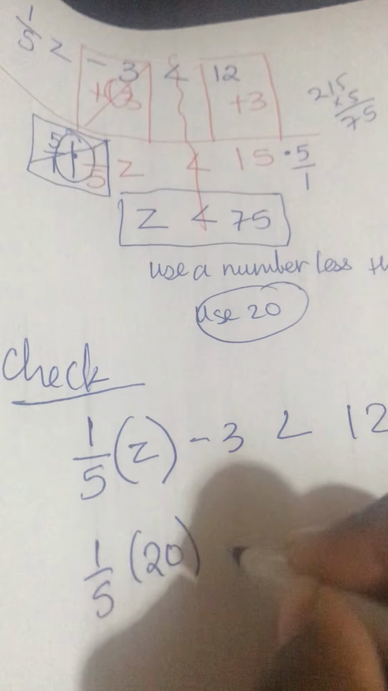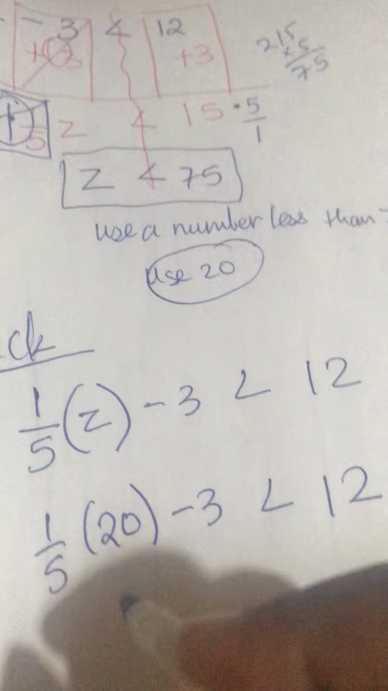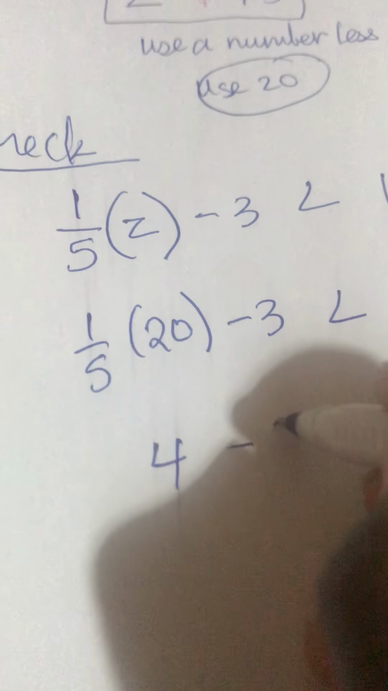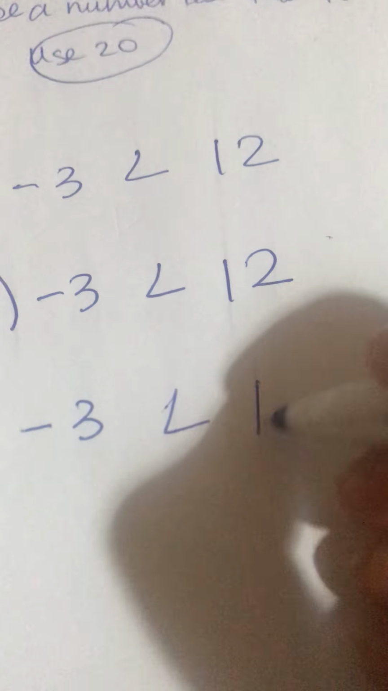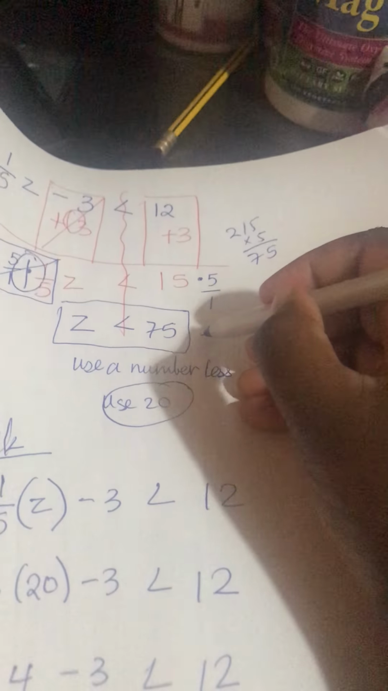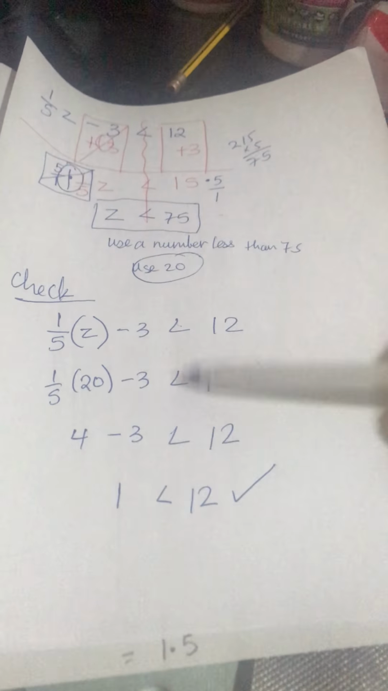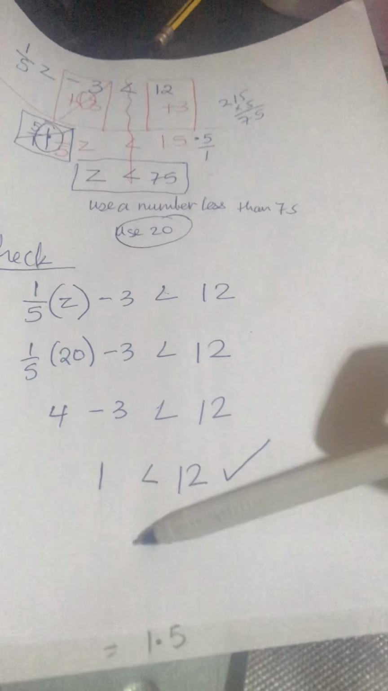So 1/5 z in brackets minus 3 is less than 12. 1/5 multiplied by 20 minus 3 is less than 12. 1/5 multiplied by 20 is 4, minus 3 is less than 12. 4 minus 3 is 1, which is less than 12. I am correct. So now I can graph. Remember, graphing comes after you check. Don't graph and then check, because you could be wrong. Okay?